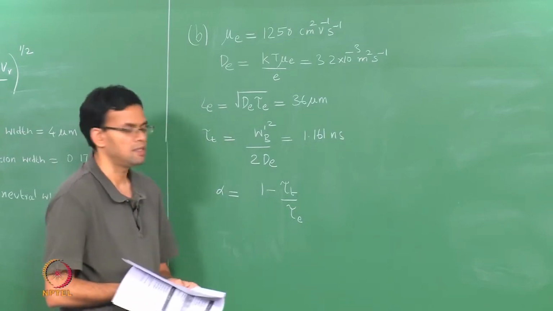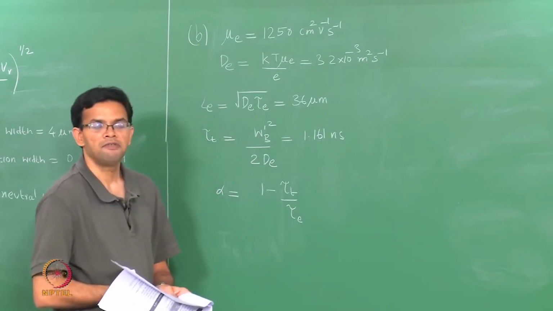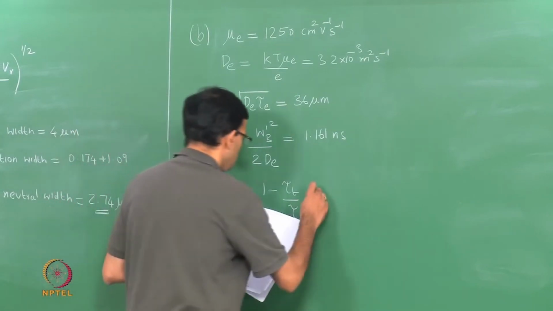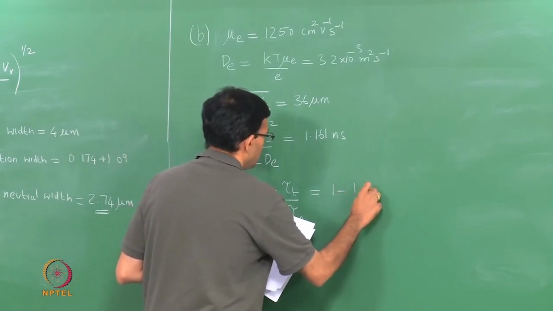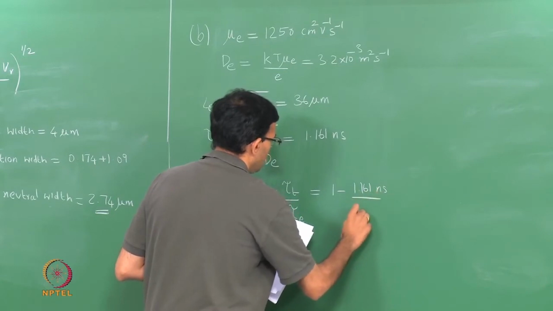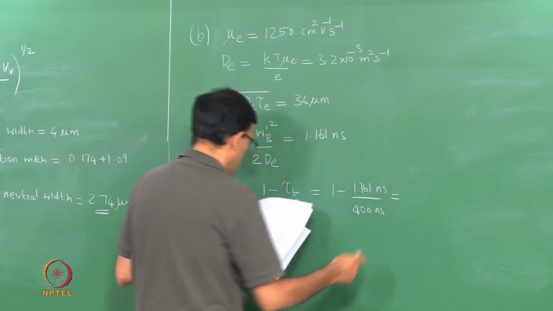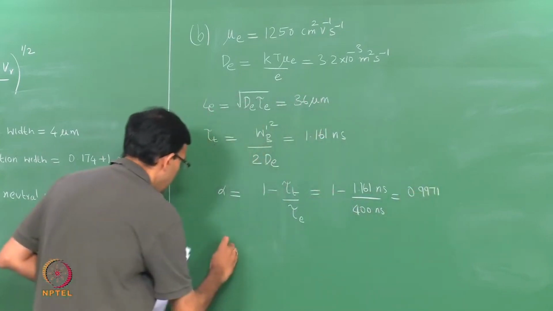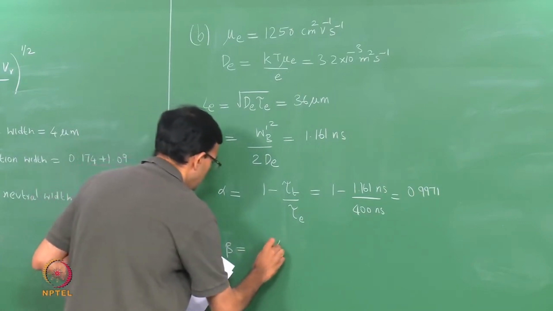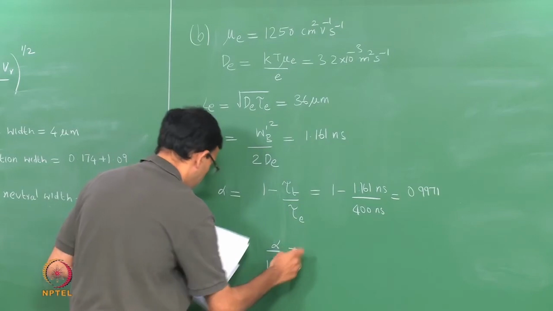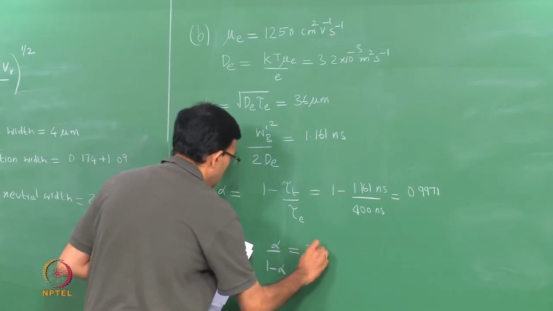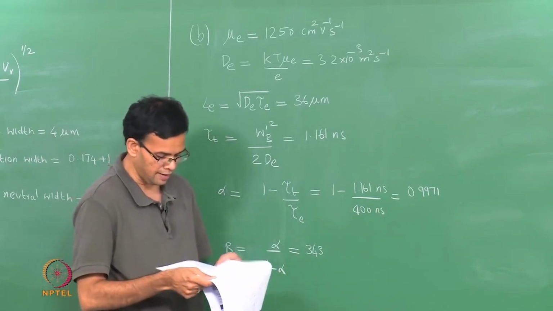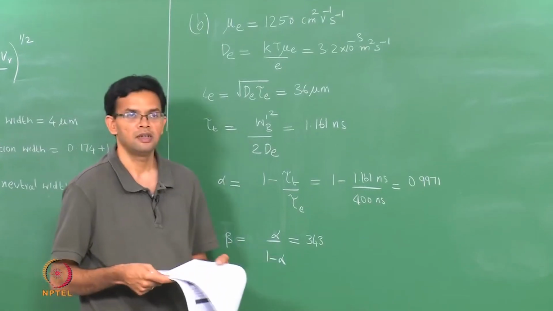So, tau t is the transit time, tau e is the lifetime of the electron as a minority carrier in the base region. So, this is nothing but 1.161 nanoseconds by 400 nanoseconds, which is equal to 0.9971. So, beta, which is your current gain, is nothing but alpha over 1 minus alpha, which is equal to 343.